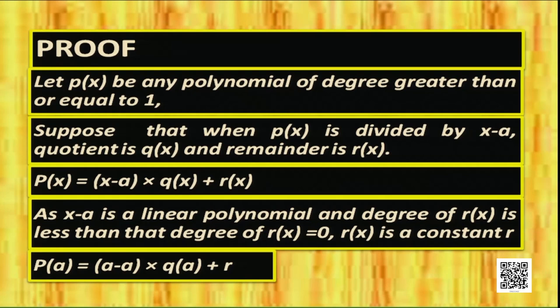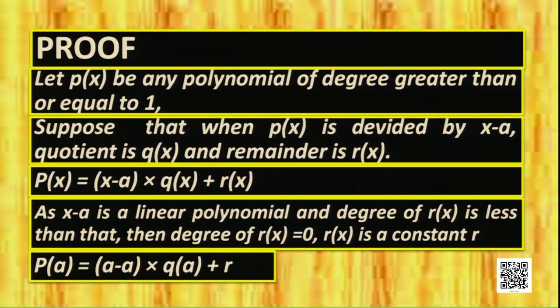Then if we put the value of x as a, what do we get? We get pa is equal to a minus a. That means in place of x we write a. So we get a minus a into qa plus R.